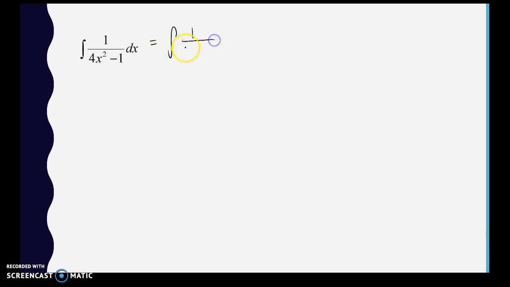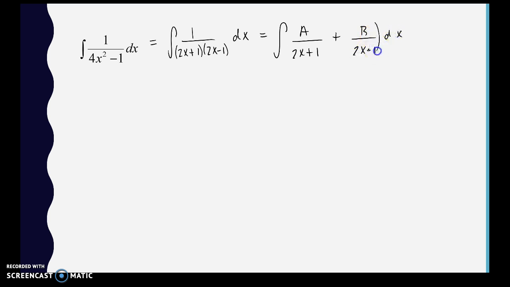Alright, so let's not rewrite it, let's factor it. So difference of perfect squares here. 2x plus 1 times 2x minus 1 dx. So that decomposes into a over 2x plus 1 plus b over 2x minus 1. So now let's talk about finding a and b.